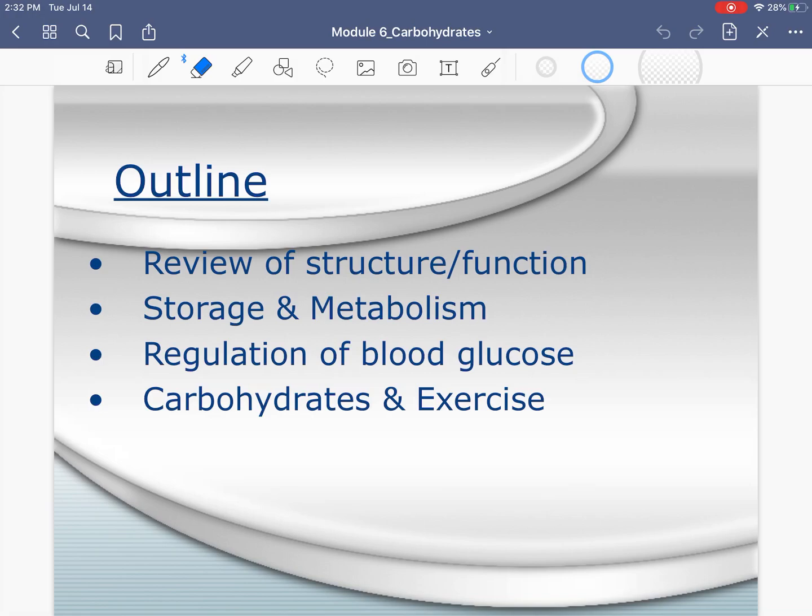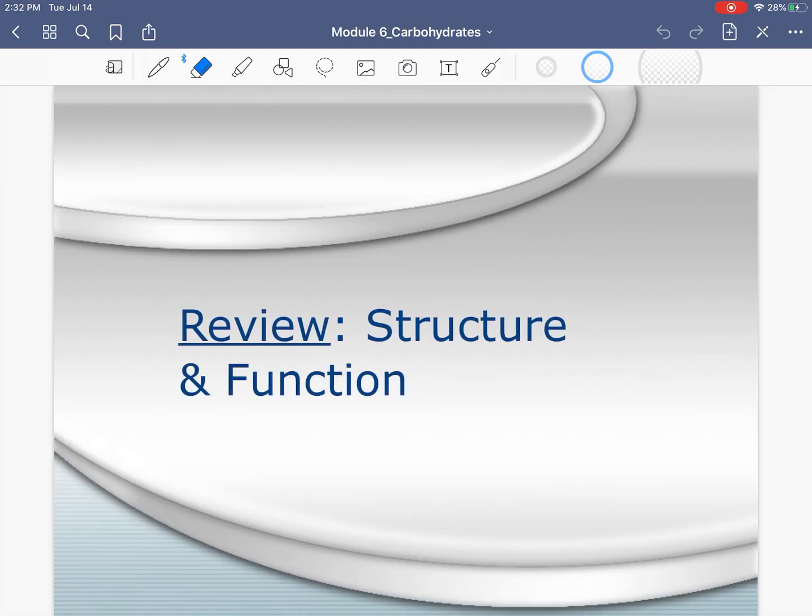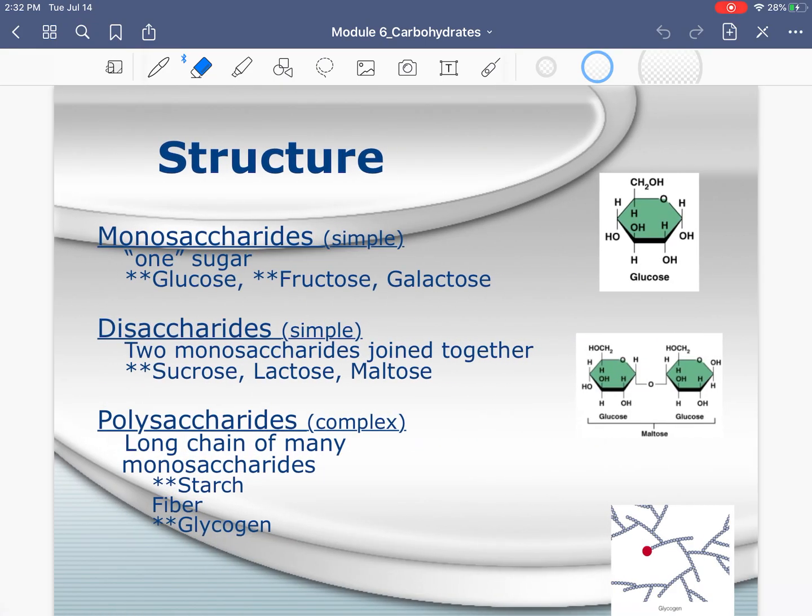Here's an outline of what we're going to be talking about. I'm thinking about splitting this lecture into two parts. So the first part, we'll get through as much as we can, and then we'll finish up in video number 2. Now, the beautiful thing is that we introduced the basics of the macronutrients already in chapter 2 when we talked about the basic structure and the basic function. So the beginning of this is really just a review.